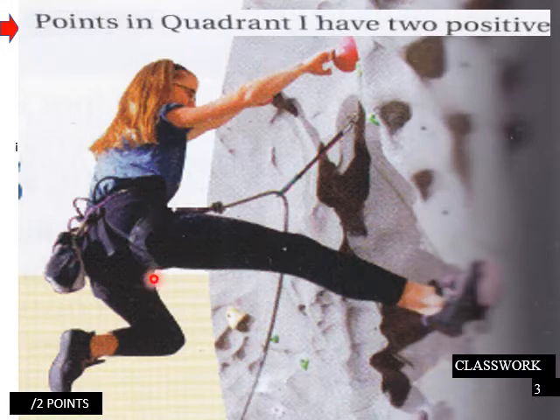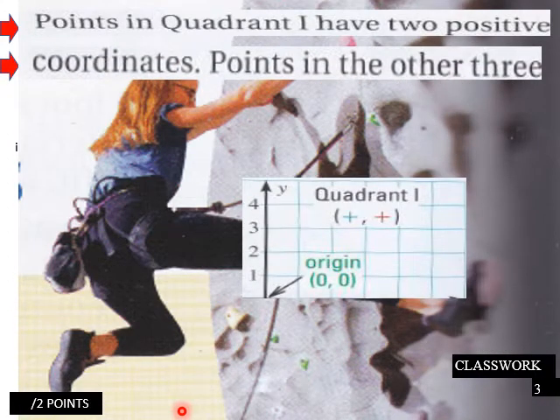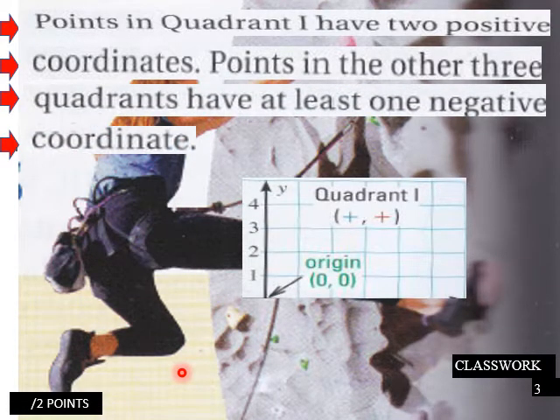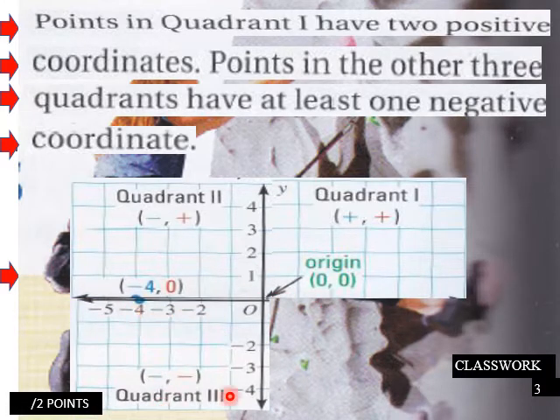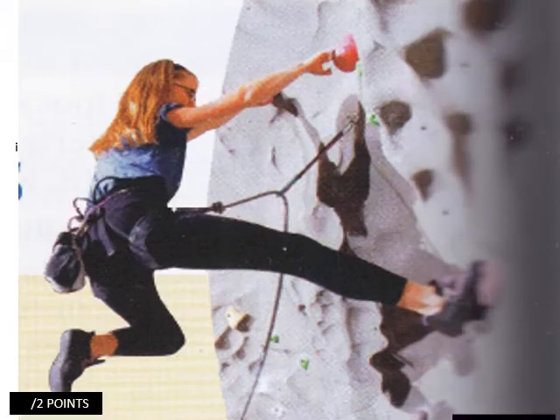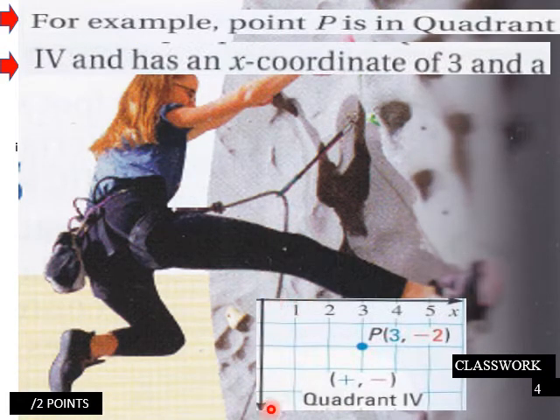Classwork, page 3. Points in quadrant 1 have 2 positive values. These are all positive here. Points in the other 3 quadrants have at least 1 negative coordinate. Quadrant 2: negative, positive. Quadrant 1: positive, positive. Then negative, negative, and positive, negative. For example, point P is in quadrant 4. It has an x-coordinate of 3 and a y-coordinate of negative 2, yes?